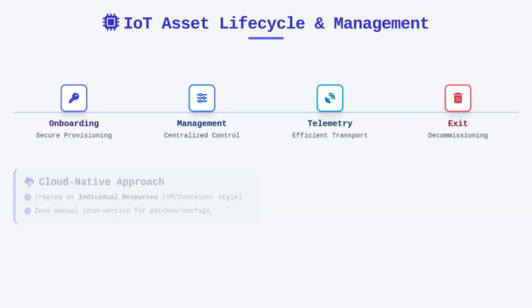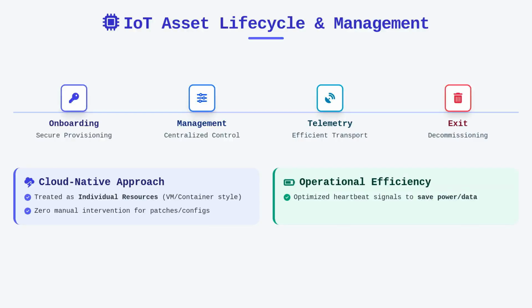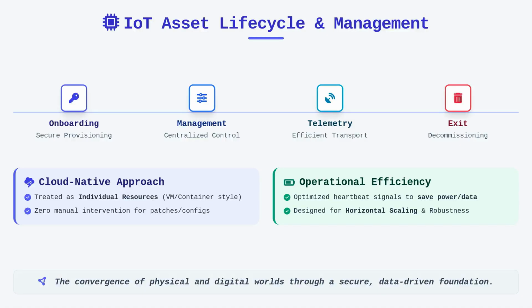If we look at the communication layer, we focus on the efficiency of telemetry transport, ensuring that heartbeat signals and status updates do not consume excessive power or data. This is particularly important for battery-operated devices that need to operate in the field for months or years without maintenance. By designing our IoT systems with these constraints in mind, we build solutions that are not only robust against hardware failures, but also capable of scaling horizontally as the number of managed devices grows. This is the foundation of building a modern, data-driven environment where the physical and digital worlds converge seamlessly and securely.